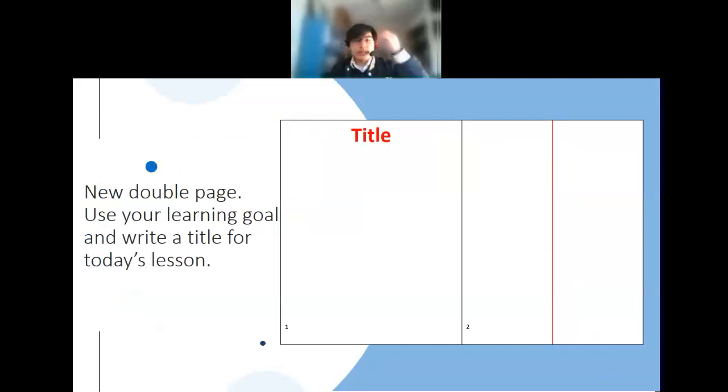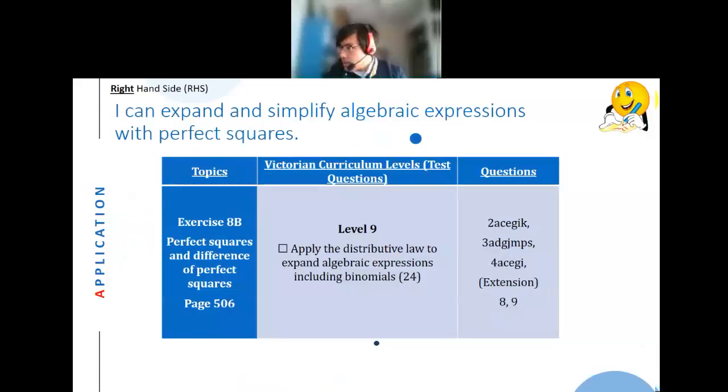All right, so this is a new lesson, so I need everyone, if you've got a workbook, to start a new page. If you are working on your laptop, then you can start either a new Word document or maybe get another page on your existing Word document. Again, we are working at level 9, so applying distributive law to expand algebraic expressions, including binomials.